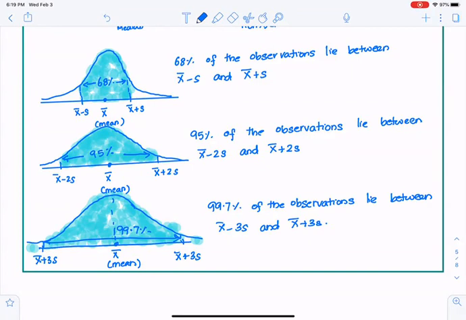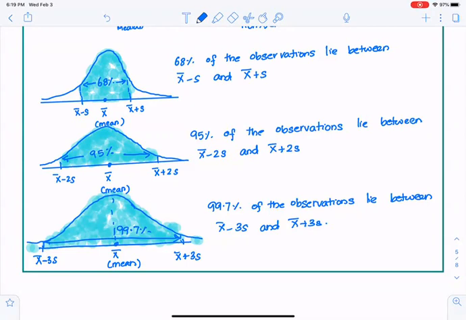Now, if I expand it to 2 standard deviations on either side of the mean, I increase the area under the curve, it becomes 95%. If I went 3 standard deviations away from the mean on either side, that has to be a negative, then 99.7% of the data would lie between x bar minus 3s and x bar plus 3s.